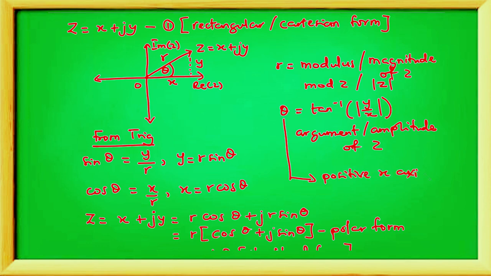Notice that if z, or r cis theta, occurs in the first quadrant, then we are going to use this approach to find the value of theta. However, if it appears in the second quadrant, the third quadrant, or the fourth quadrant, then you need to perform further calculations in order to arrive at the final value of theta. So even before we take some examples, notice that the value of r can be found by using this formula. That is the square root of the x component squared plus the y component squared.